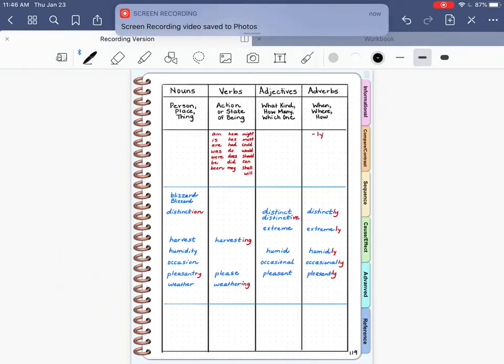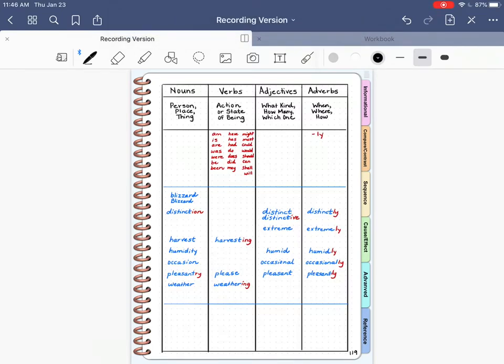Hello there. This is part 3 of our vocabulary for the American flag, and this is where we are going to do our parts of speech. So I'm on page 119. You see the words that we did with the seasons.